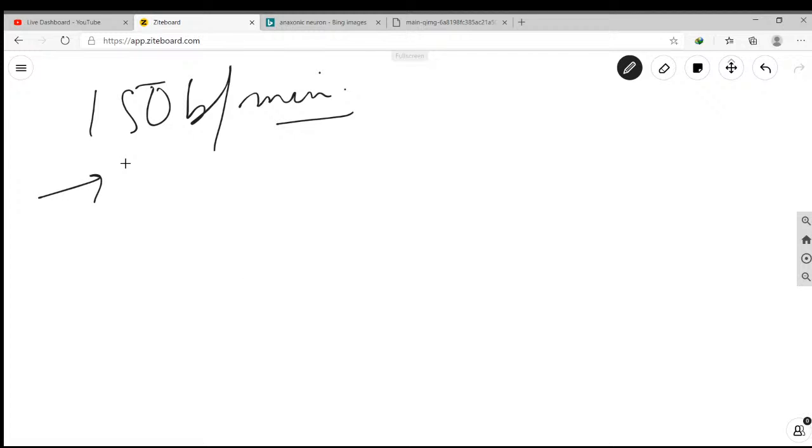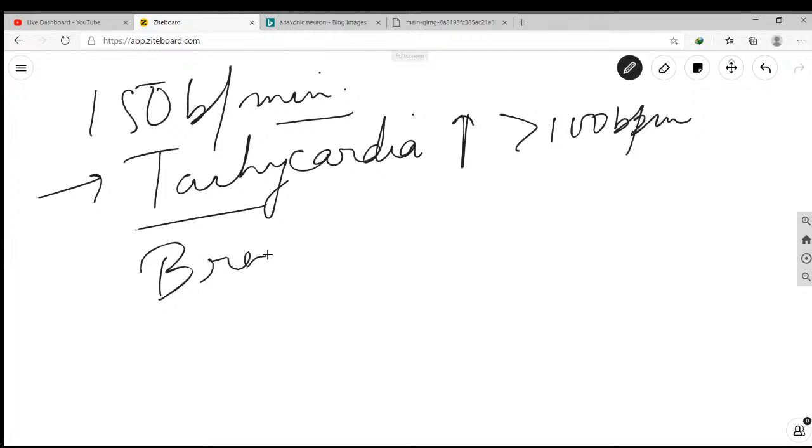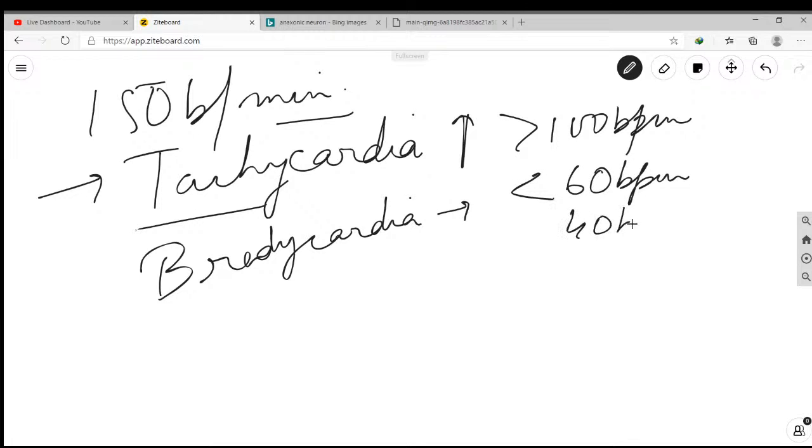Now two things are there. Tachycardia. It's a specific medical term. Tachy means fast. You have the tachymeter in the car also to know the RPM of engine. So faster heart rate more than 100 beats per minute, tachycardia. Then you have bradycardia. Brady means slow. So heart rate less than 60 beats per minute, or you can say 40 beats per minute is real bradycardia.